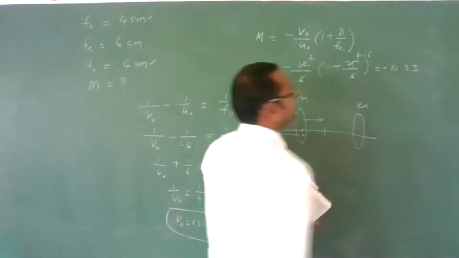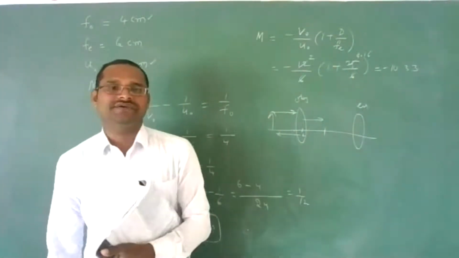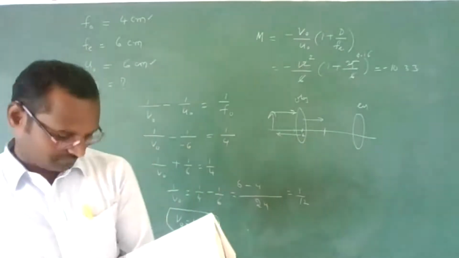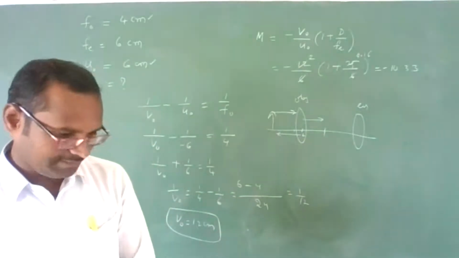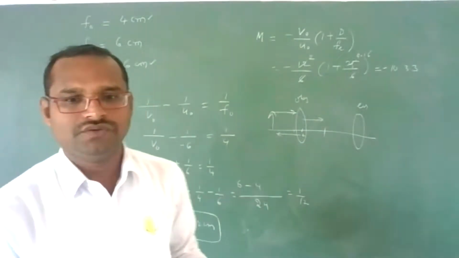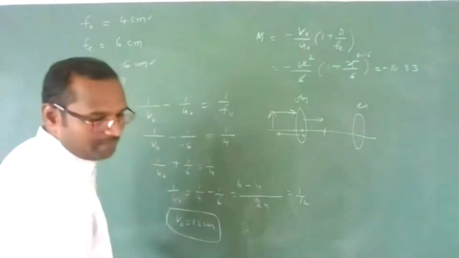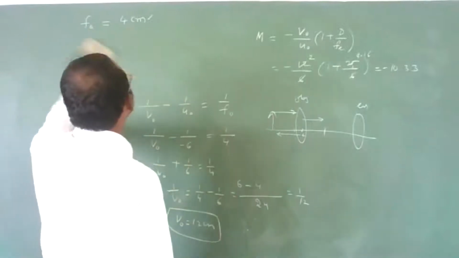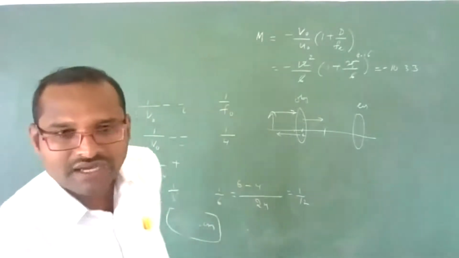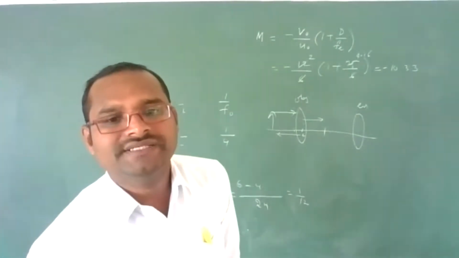10.33. Negative sign indicates it is a real and inverted image in form. Okay, clear? Yeah, this is how we need to calculate the problems. Okay, next I'll take another type of question also. I hope you are understanding. Are you understanding, students? Your understanding is very important.